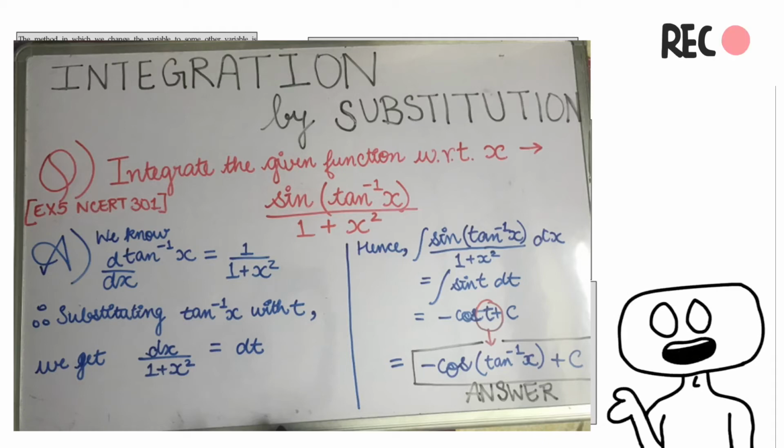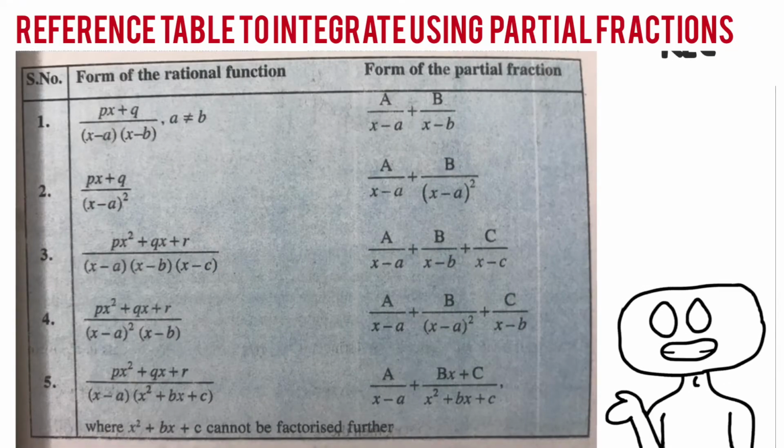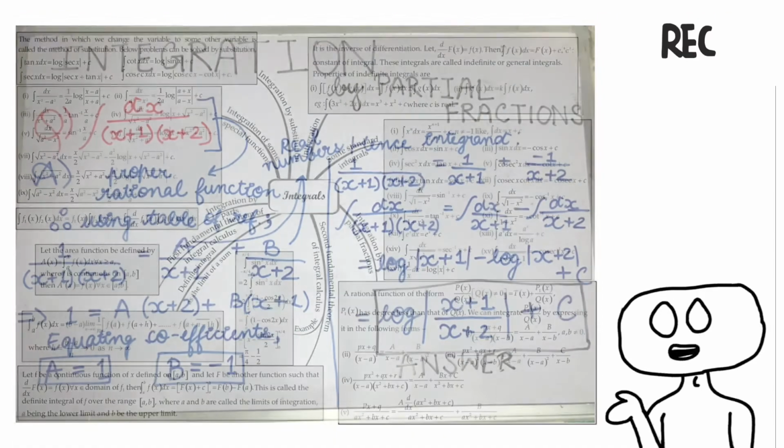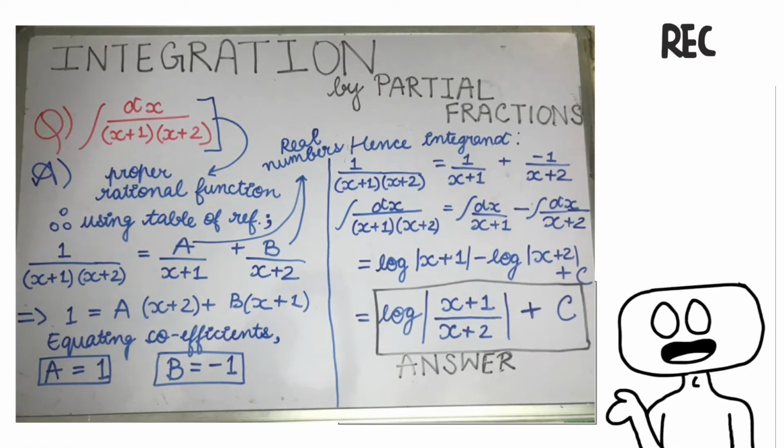To solve the given function, we use the standard derivative formula of tan inverse x to substitute it with t, so that dx by 1 by x square equals dt. Upon reaching minus cos t plus c, we then restore the true value of t as tan inverse x to obtain the answer. The next method requires a special reference table. An example of integration by partial fractions is as follows. The question is a proper rational function. Therefore, we use the reference table to simplify the integrand and then integrate it to find the answer.